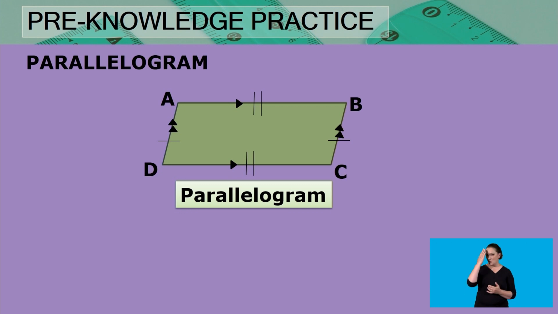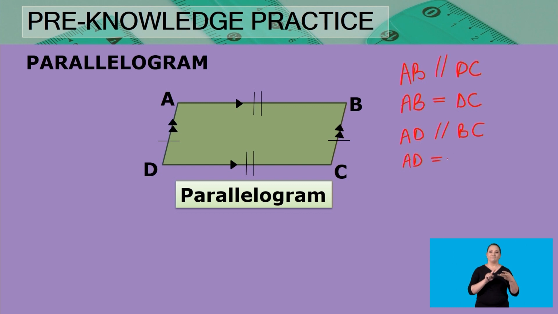So what do we gather from a parallelogram? Firstly, AB and DC are opposite each other, and as they are opposite each other, they are parallel, and AB and DC are also equal, because it is a parallelogram. Then we have AD and BC. They are opposite sides, they are parallel, and they are also equal. So we have two pairs of opposite sides and two pairs of parallel sides. That is a parallelogram. Let's move on to the next quadrilateral.